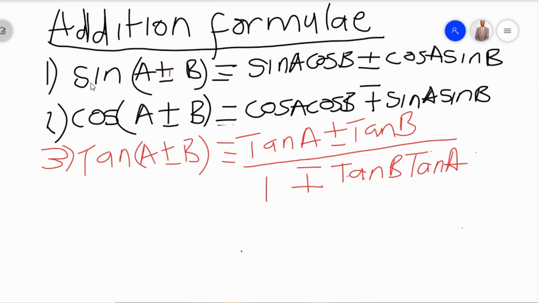Addition formula. Sine A plus or minus B is exactly equal to sine A cos B plus or minus cos A sine B. Then cos A plus or minus B is exactly equal to cos A cos B minus or plus sine A sine B. Three, tan A plus or minus B is exactly equal to tan A plus or minus tan B all over 1 minus or plus tan B tan A.